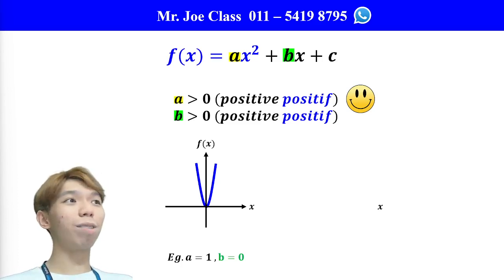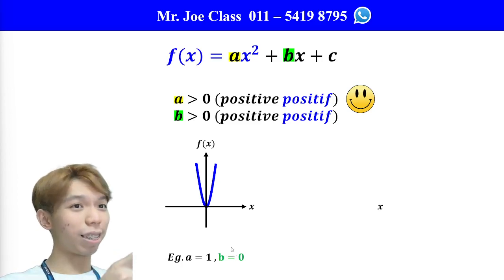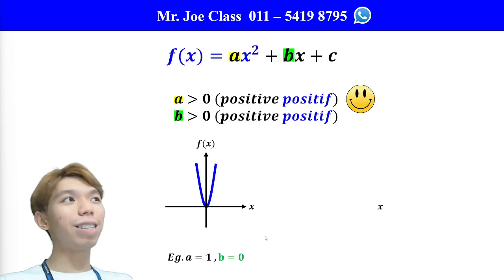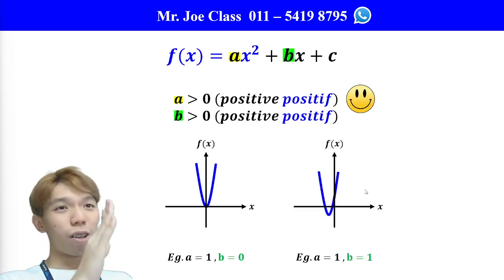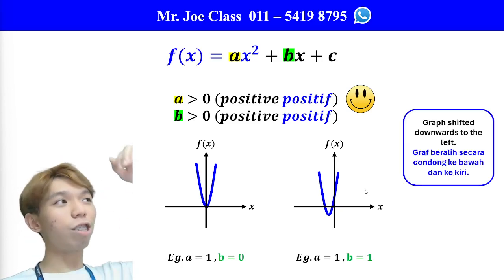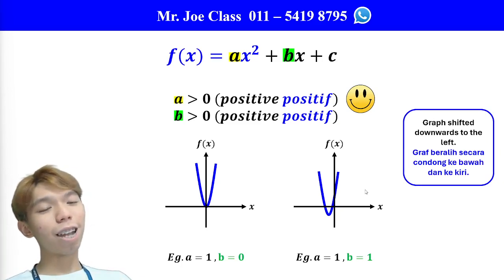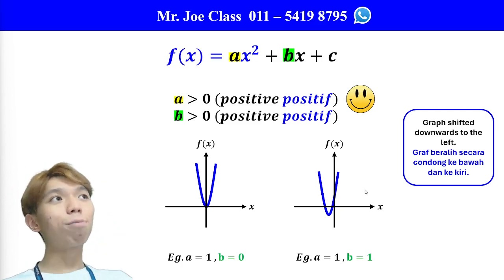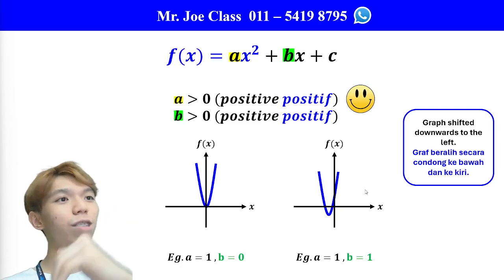When the value of B is positive, from B being 0 to a value that is greater than 0, you can see that the graph shifted downwards. First, it shifted downwards, then to the left. So remember, when A is positive and B is also positive, greater than 0, then it will shift downwards to the left.